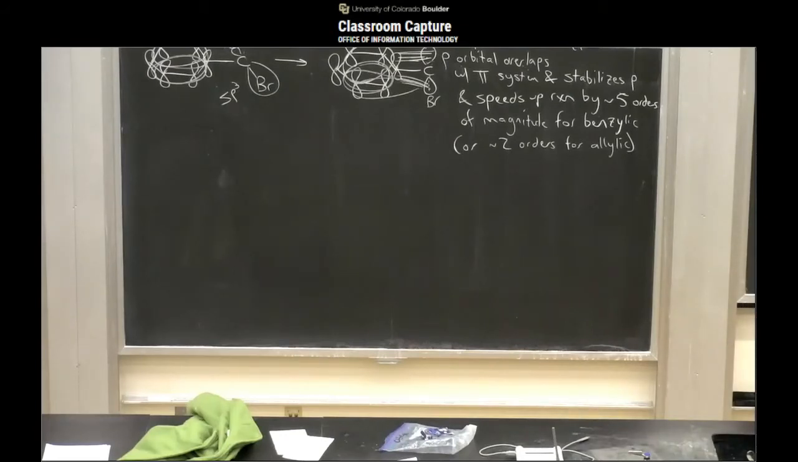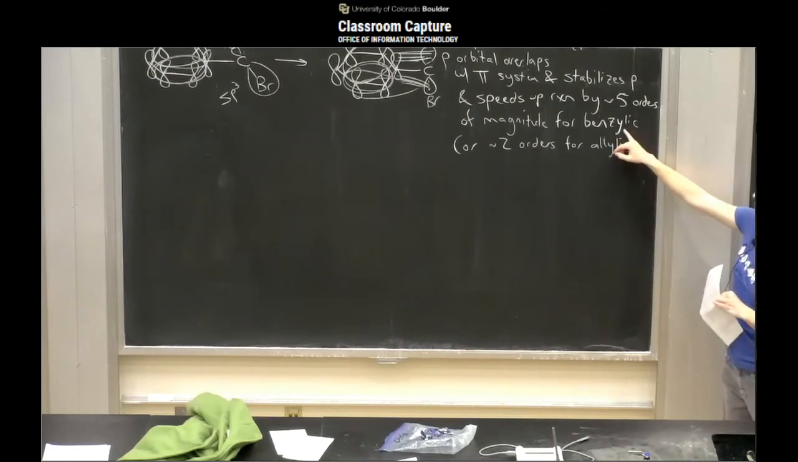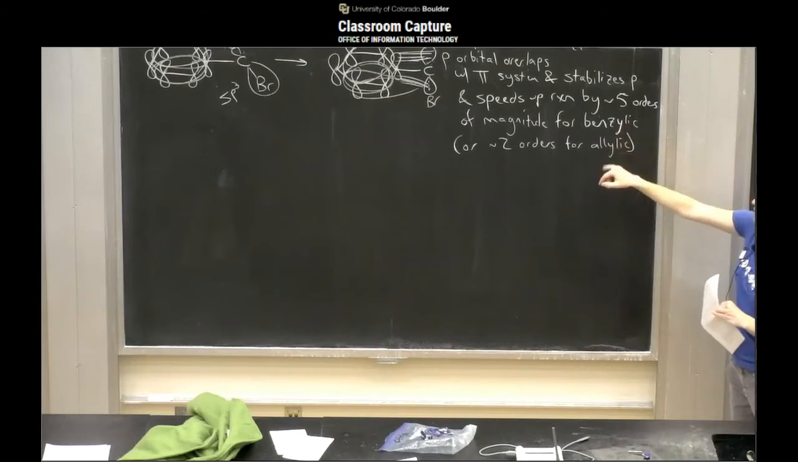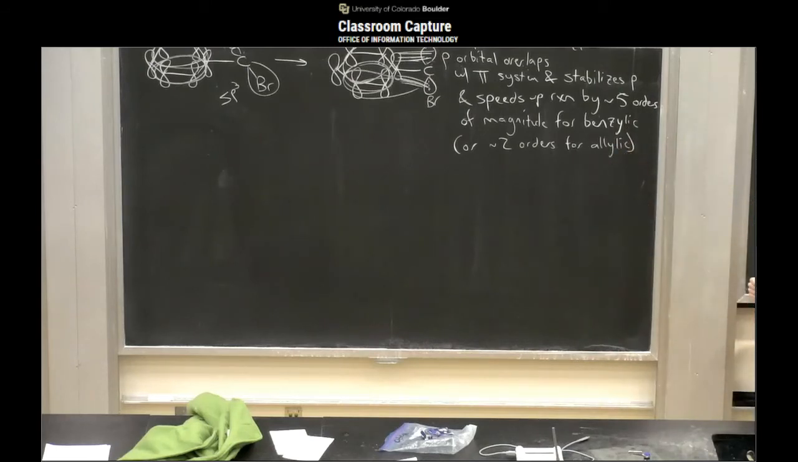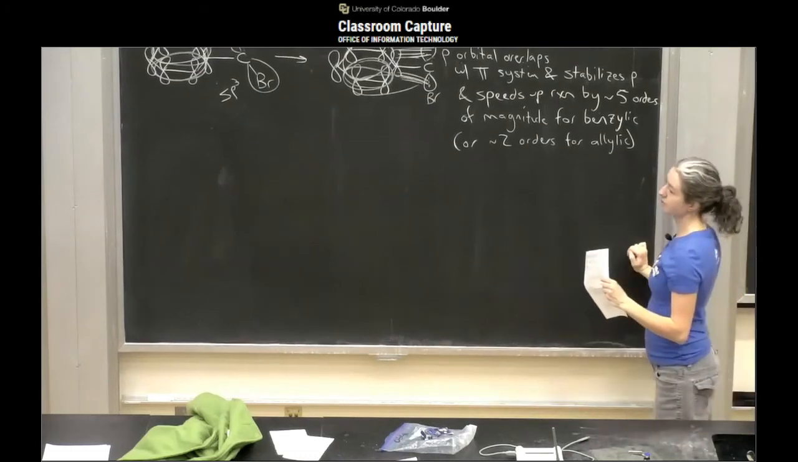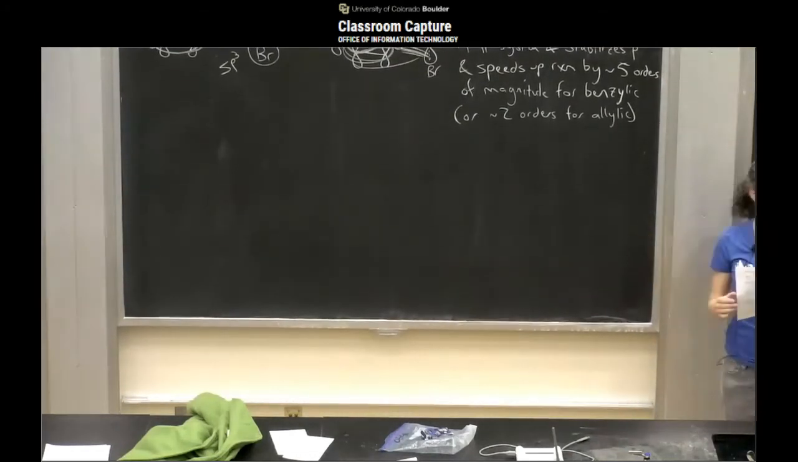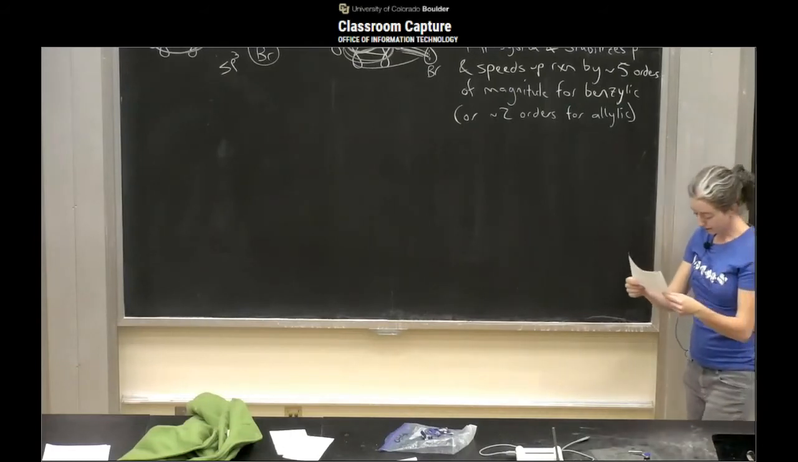We know there's a whole lot of pi system stabilization going on in benzylic systems that is above and beyond what we get just from resonance with allylic. So we would expect like there's some huge orbital magic going on if we can tie into that with the p orbital during the reaction. Okay, so questions about that? Okay, cool.